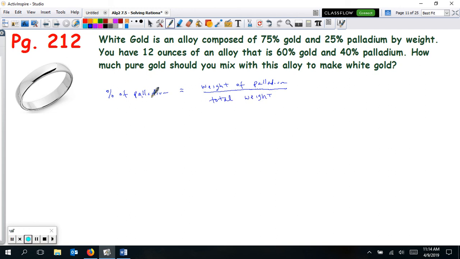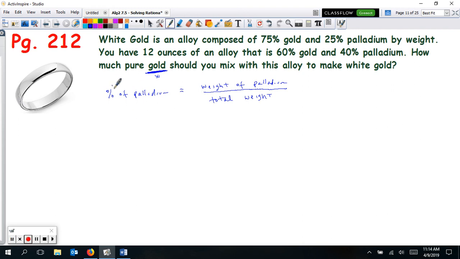So far everything is palladium. Palladium over here, palladium over here. Down here is where we're going to have gold, because it says how much pure gold should you mix to make this white gold. So we're trying to find gold. Gold is going to be our X in this problem, so that's going to be down below here with the total weight. We already have 12 ounces, so 12 ounces plus X is going to be our total weight down here. Starting with the percent of palladium, that's 25% in white gold.